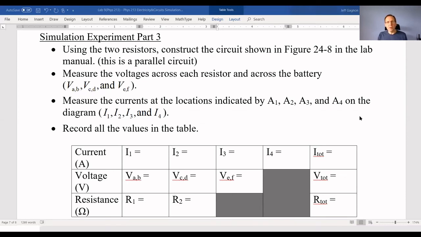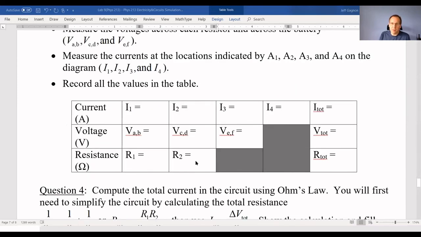Okay, so now you want to fill in, right, with all those measurements, you want to fill in the table here. So you have your 4 currents, right, at those 4 locations. You have your 3 voltage drops. Remember, VAB is across the battery. VCD was across the first, the 10 ohm resistor. VEF was across the 20 ohm resistor. For R1, you can put 10 ohms. R2, you can put 20 ohms.